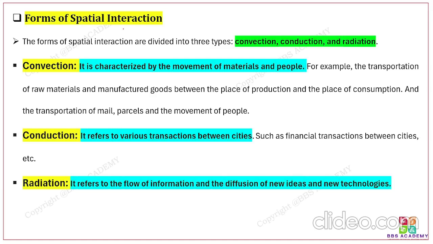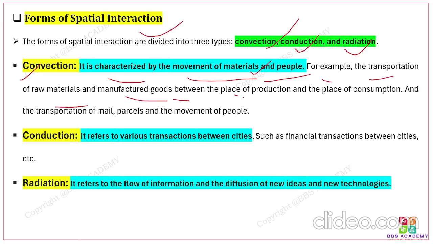Next, here are the forms of spatial interaction. Ullman gave three forms of spatial interaction: first is convection, second is conduction, and third is radiation. Convection is characterized by the movement of materials and people, for example, transportation of raw materials and manufactured goods between the place of production and the place of consumption or destination. These are the basic terms for the process called convection, the movement of materials and people.